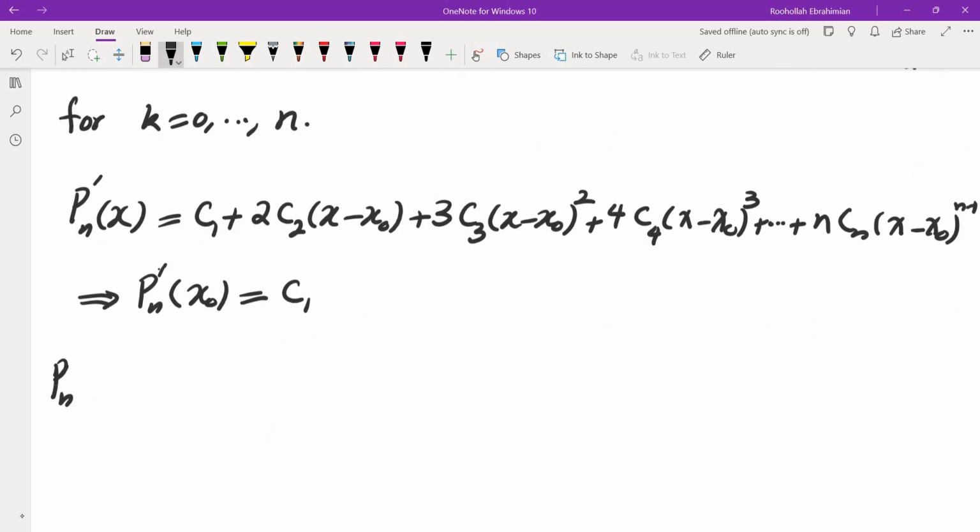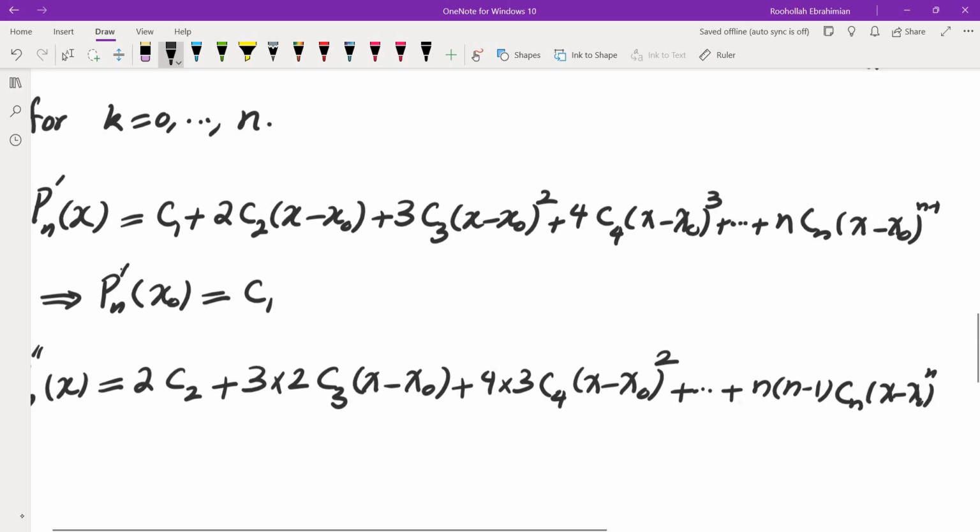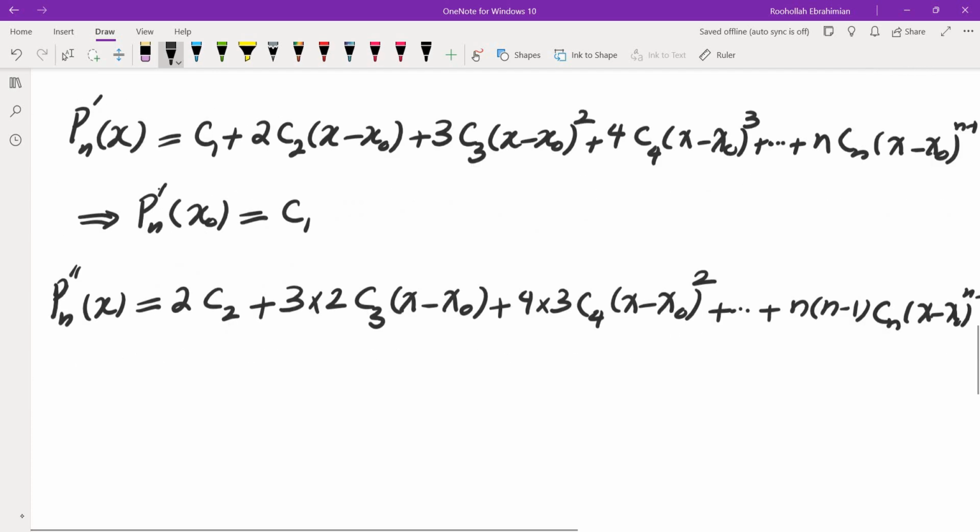If I take the second derivative of the previous one, c1 disappears. I would get 2c2 plus 3 times 2c3 times x minus x0 plus 4 times 3c4 times x minus x0 squared, all the way to n times n minus 1 times cn times x minus x0 to the power of n minus 2. And then if you plug in x0, Pn double prime of x0 becomes 2c2.